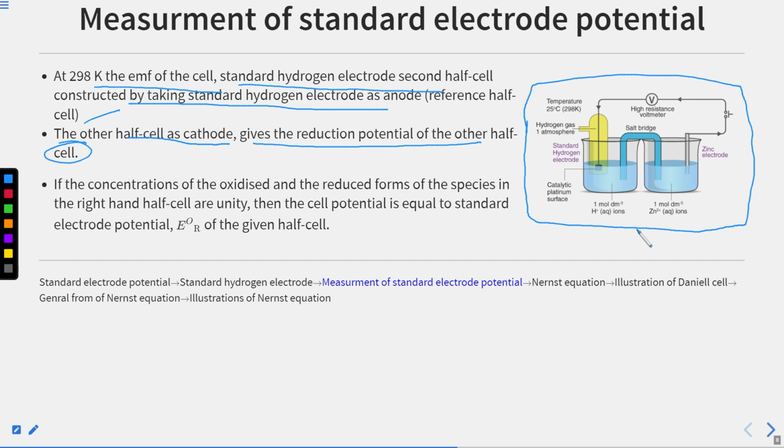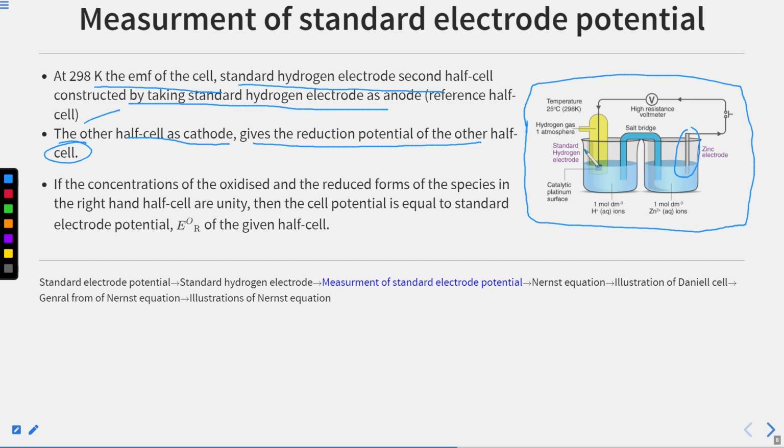Now whose electrode potential is to be calculated is kept on the right side. This is on the right side, and suppose we are calculating it for zinc. So we are keeping zinc here. Now pure zinc is taken here. Again we have introduced our salt bridge to maintain the electron neutrality, and this is our complete circuit.